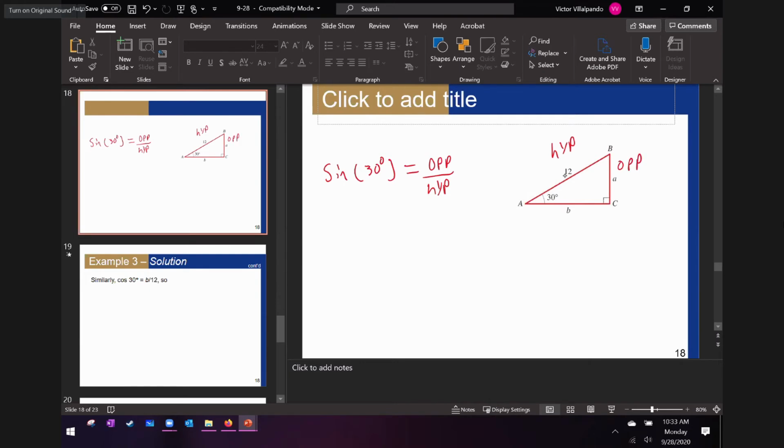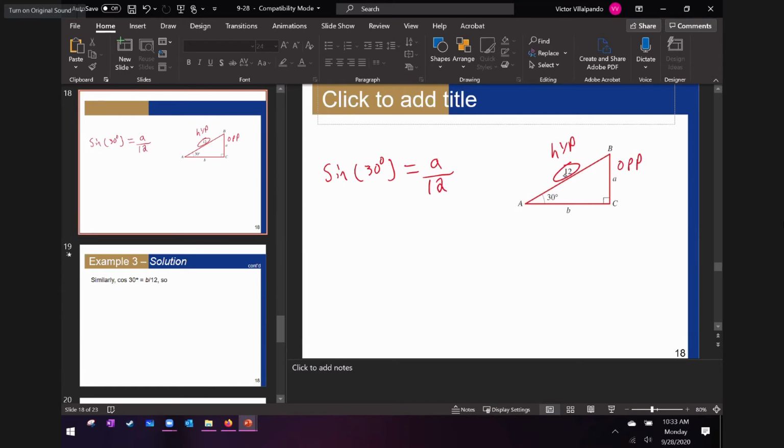And now we want to solve for A. A is opposite. I can put A if you like, if that helps there, right? We're solving for A. They wanted to find A. So let's go ahead and solve for that. Hypotenuse, which is abbreviated HYP, I think we know that to be 12. So let's go ahead and plug that in. And we're almost close to solving for this.